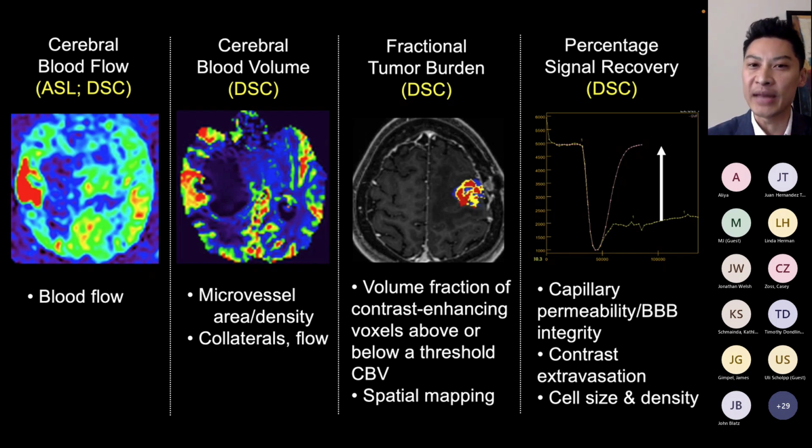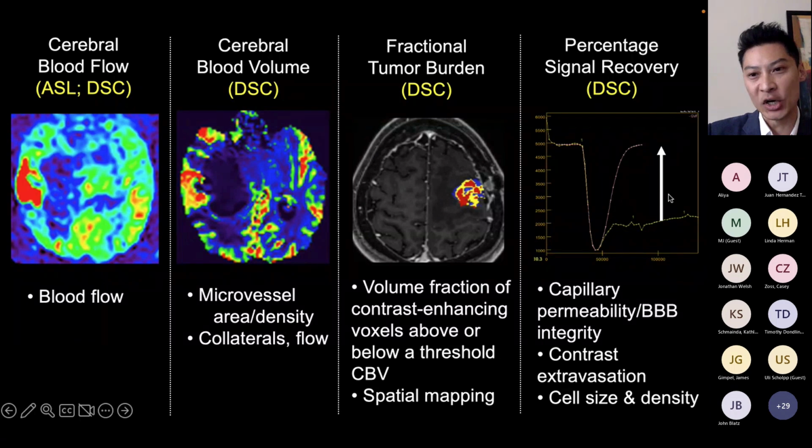And the last metric that I want to talk about is percentage signal recovery, or really just looking at the tail end of the perfusion curve, the signal intensity time curve. That tells us a lot about capillary permeability, and that's most helpful when a patient presents with a new mass and you're trying to decide what that mass is. Is it a glioblastoma, is it lymphoma, or is it metastasis? So that's more helpful in the pre-treatment setting, at least from our experience.